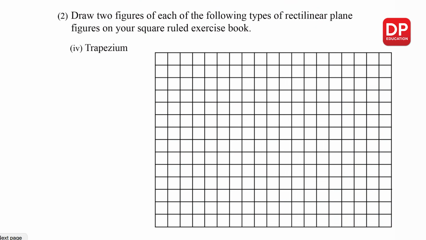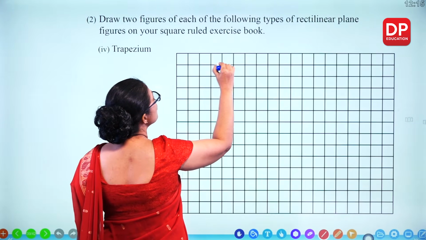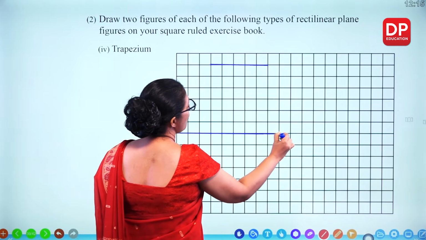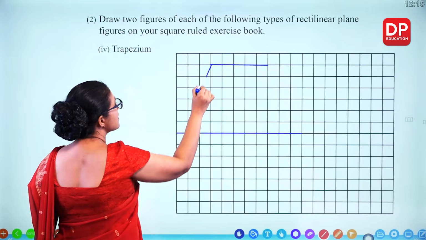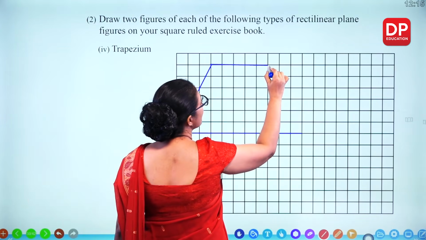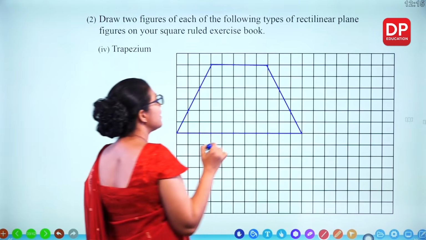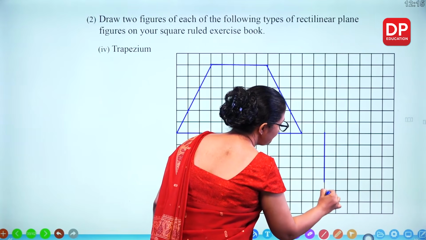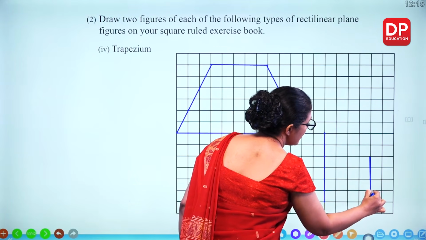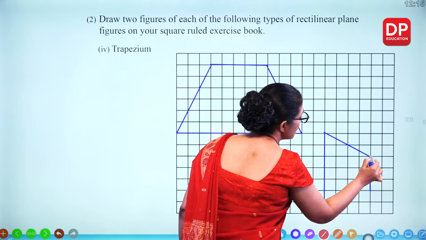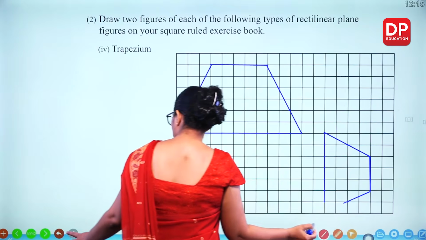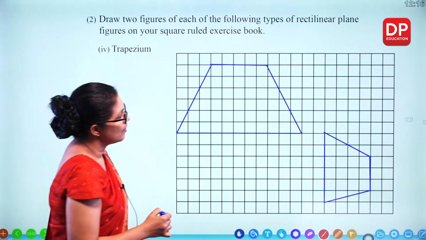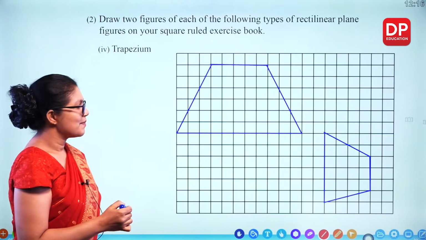Trapezium. For a trapezium, I have to draw 2 lines of unequal length. So I can draw something like this and connect. First draw 2 parallel lines and connect the 2 ends. That's a trapezium. And another one here. 2 parallel lines here, and I can connect this end with this end. So these are 2 trapeziums.